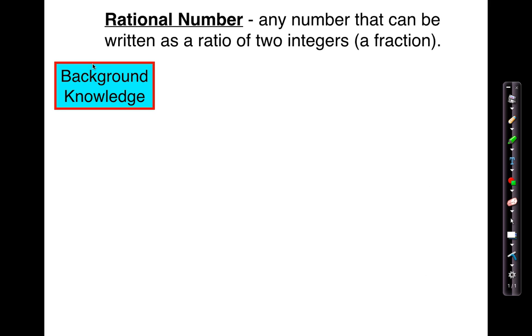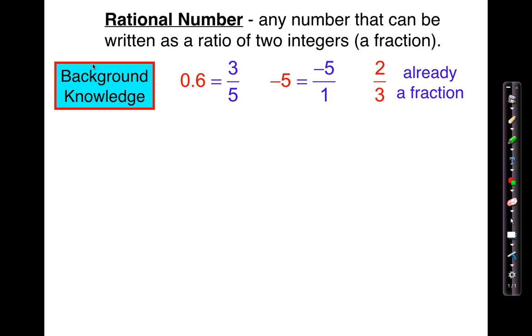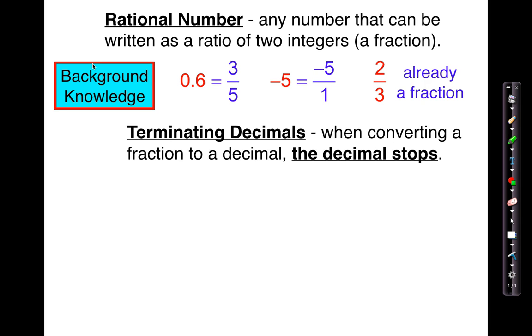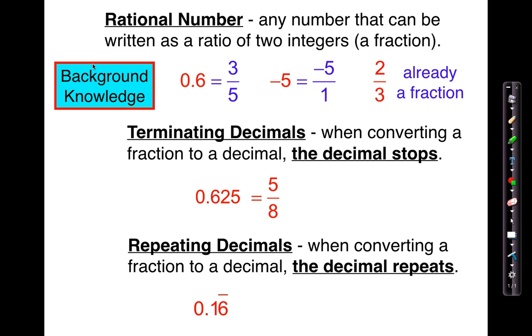In the previous lesson, we did talk about what a rational number is. By definition, we said that it's a number that can be written as a ratio of two integers, aka a fraction. So here are some examples. All of these examples are rational because I can express them as fractions. And then the two types we talked about were terminating decimals as well as repeating decimals. We're able to convert both of these types into fractions, therefore they are rational.